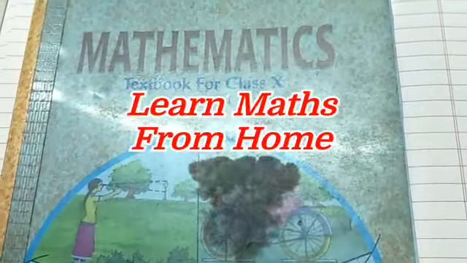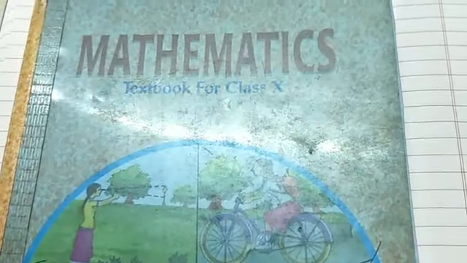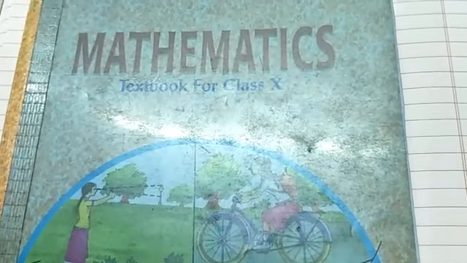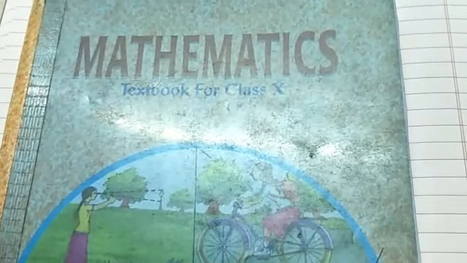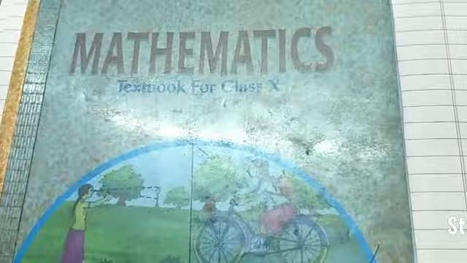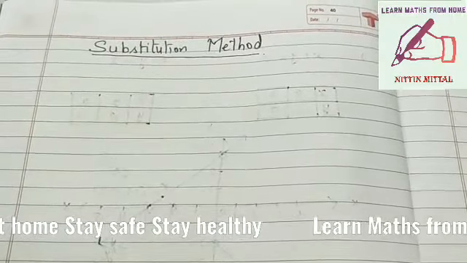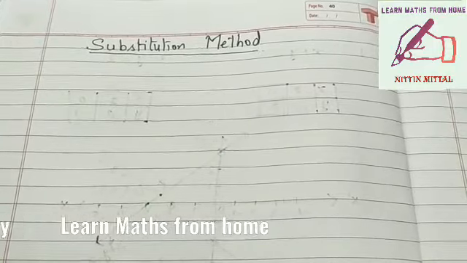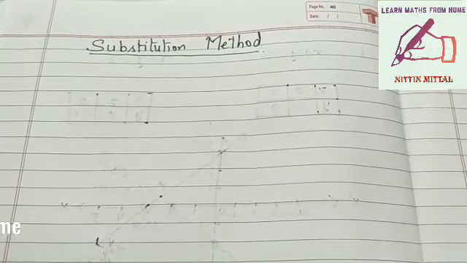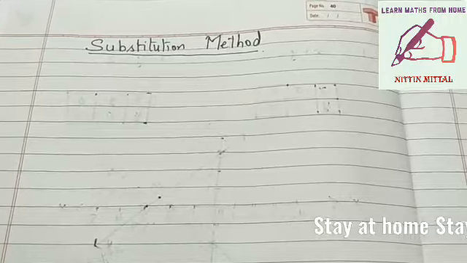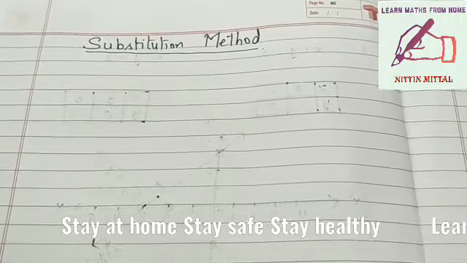Today I am going to discuss with you chapter 3, pair of linear equations in two variables of class 10. So let us start. The first method under the algebraic method is the substitution method. What is it, how to do the question using this method, how to find the common solution? Let us do it with the help of one example.